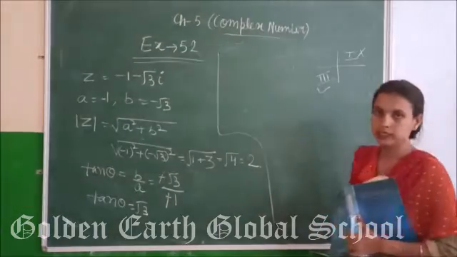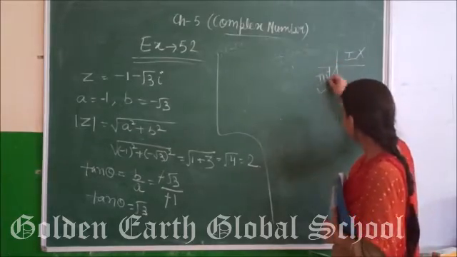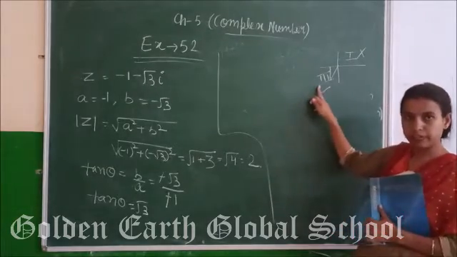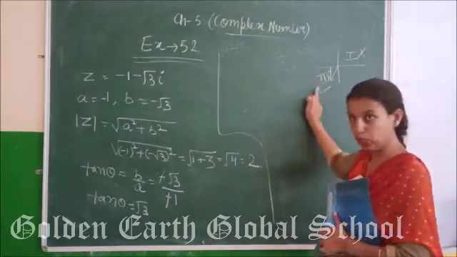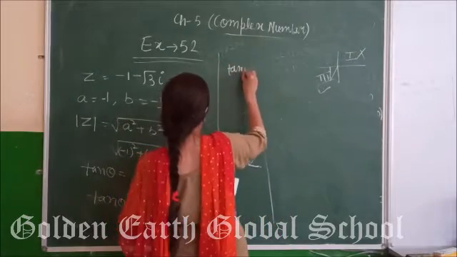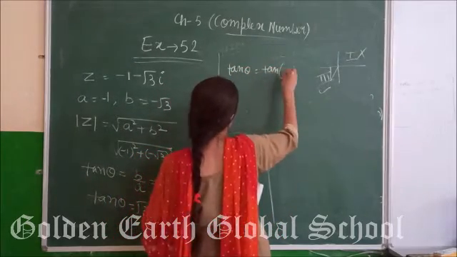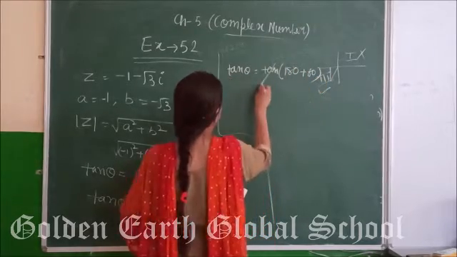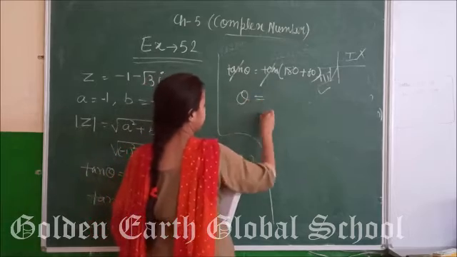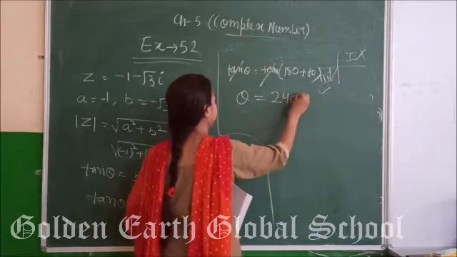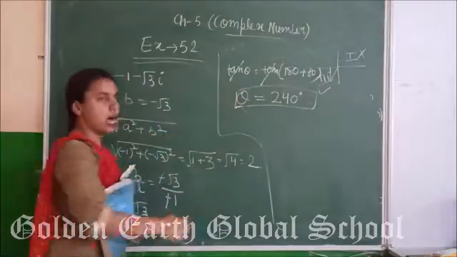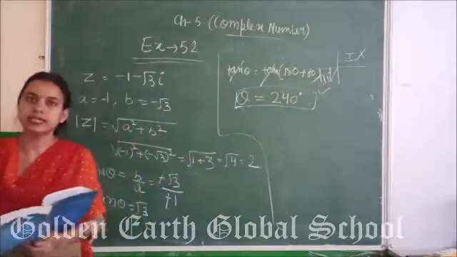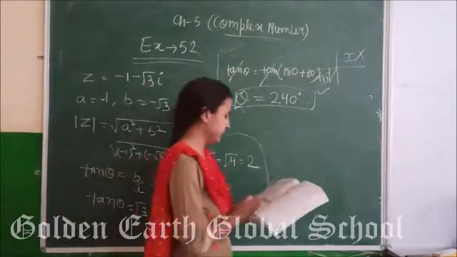That means this lies in the third quadrant. So the angle lies between 180 and 270. So tan theta is equal to tan(180 plus 60). Tan cancels with tan, and theta is equal to 240 degrees. This is our argument. Understand? Similarly, you do the second question.